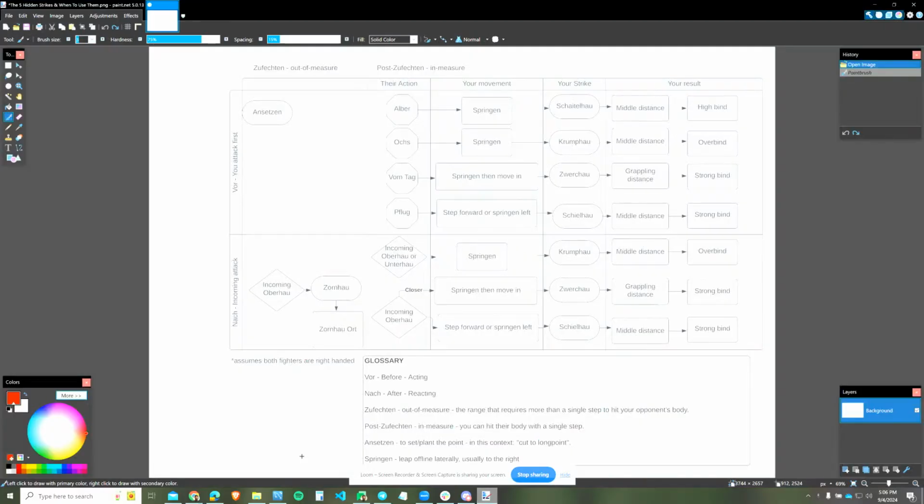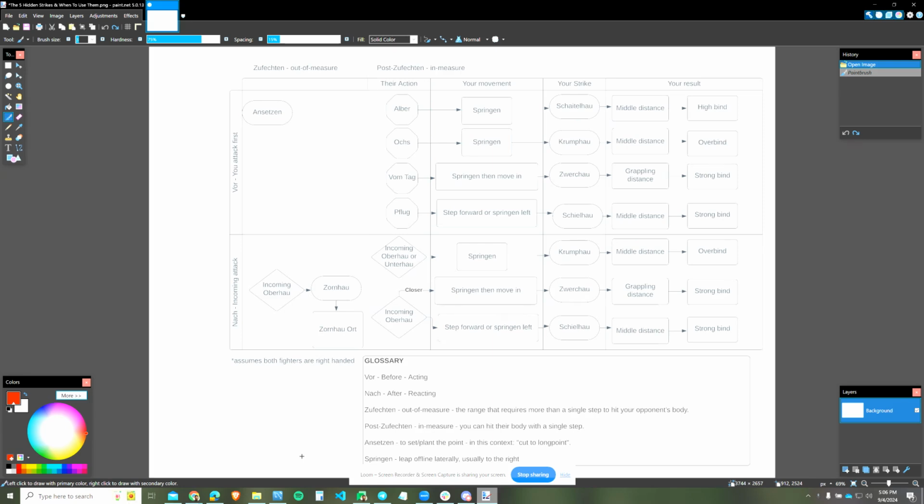All right, so the question was, when do you use a specific hidden strike? When you have other options, other hidden strikes, how do you choose? So it's not a simple answer, but I created a flowchart here to walk through it.